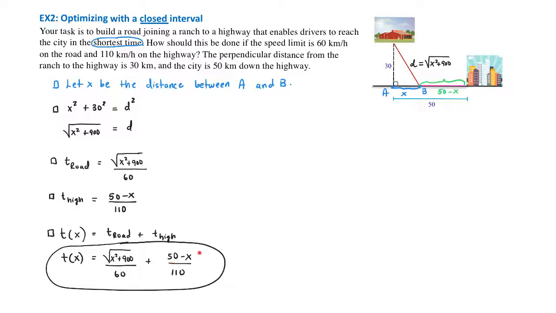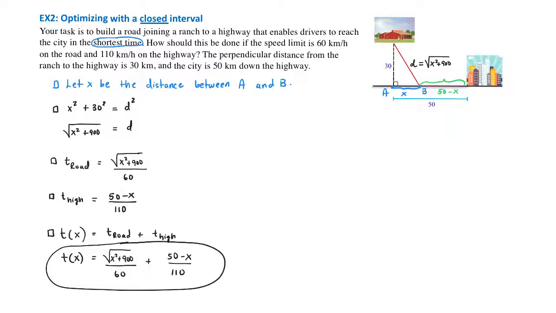Now let's look at this component, 50 minus x. Why don't we go to the diagram right here? Look at this. x could be 0. If x is 0, that means that this road becomes this perpendicular distance right here. So we're going to be going straight down to the highway and then all the way here, 50 kilometers to the city. So x could be 0 or x could go as high as 50.